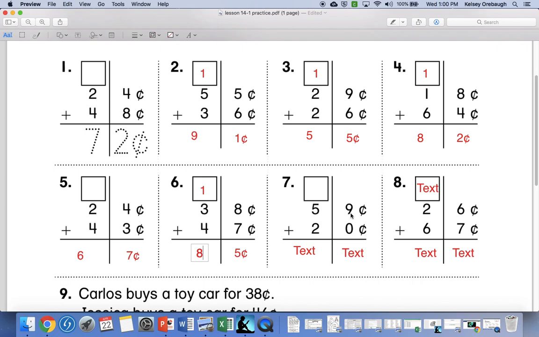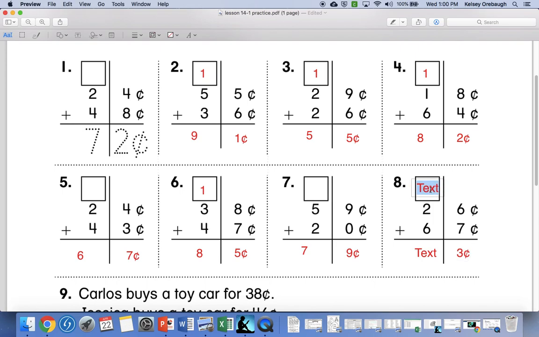Start in the ones. 9 plus 0 is 9. Because 9 is less than 10, no need to regroup. 9 cents. And in the tens place, 5 plus 2 is 7. 79 cents. And last one here, number 8, 26 cents plus 67 cents. Add your ones. 6 plus 7 is 13. Keep the 3 in the ones place.